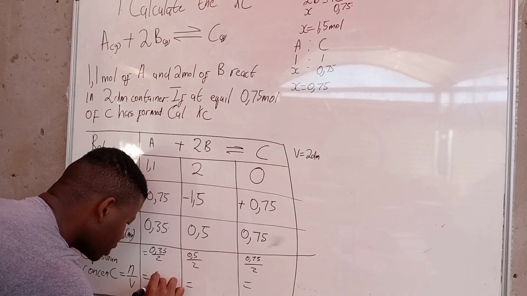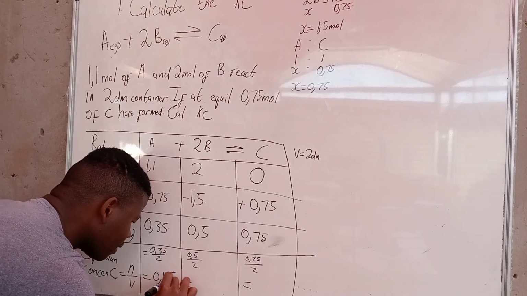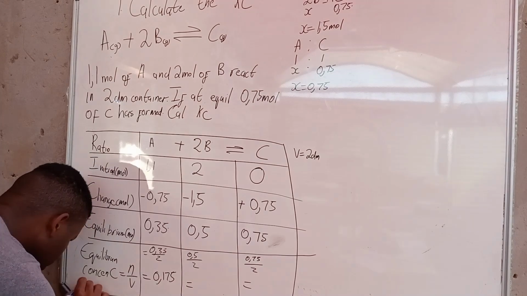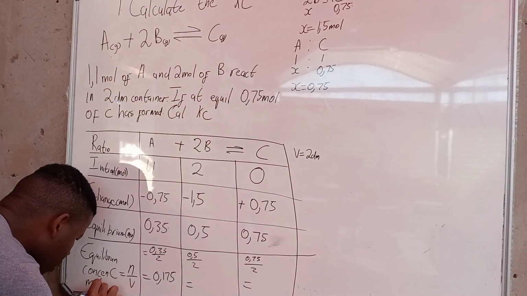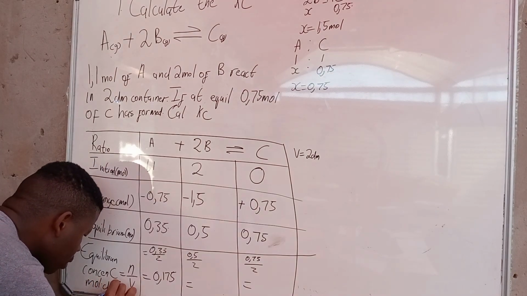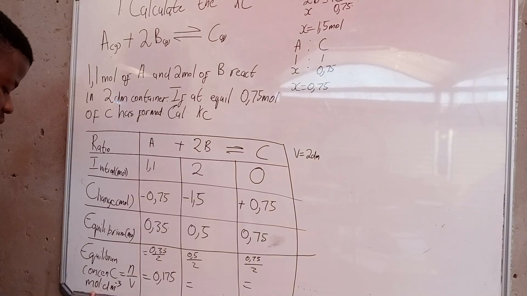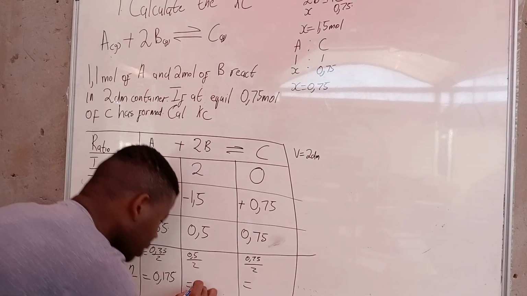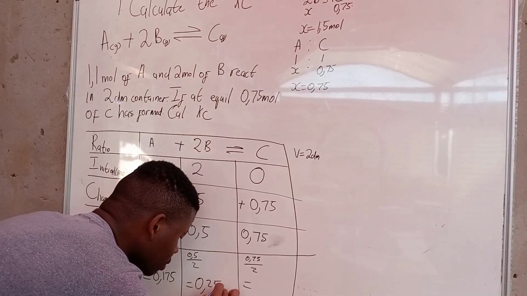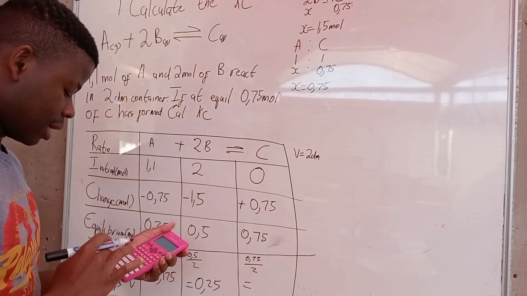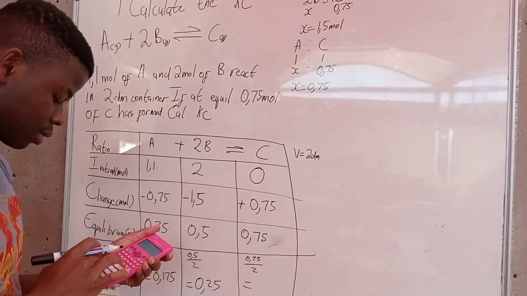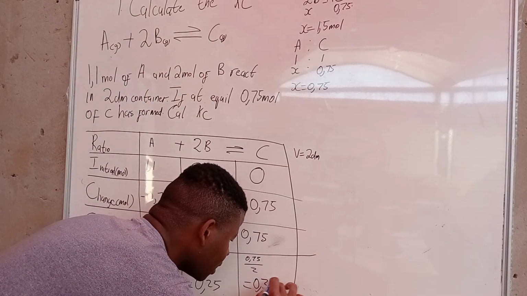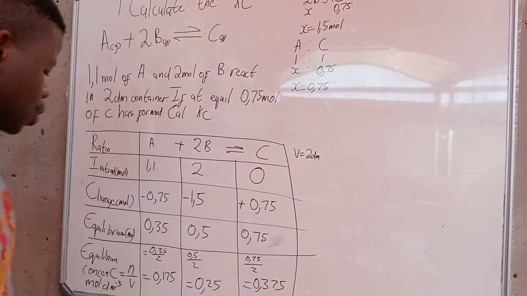Okay, so here I get 0.175. The SI unit for concentration is mole per decimeter cubed. And then here you get 0.25. And then here you'll get 0.375.